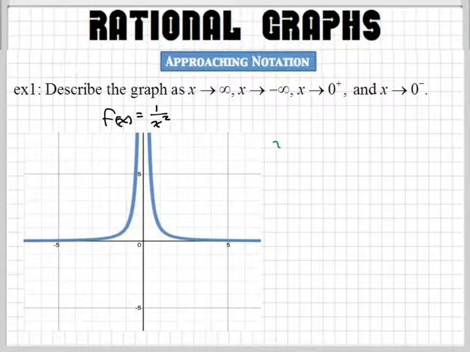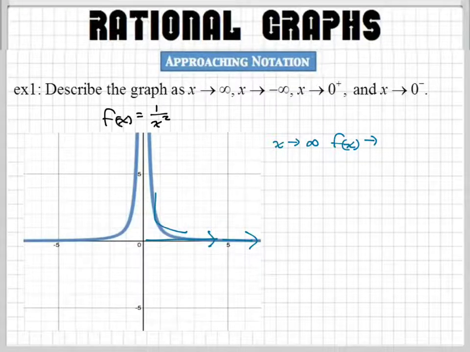The first one, as x approaches positive infinity. Yeah, it's positive infinity. What's f of x doing? Well, let's look at the graph. I'm approaching positive infinity right here. What's the graph doing? It's approaching 0. It's approaching the asymptote. Okay, so we know that there's an asymptote right here of y equals 0. So we have f of x approaches 0.